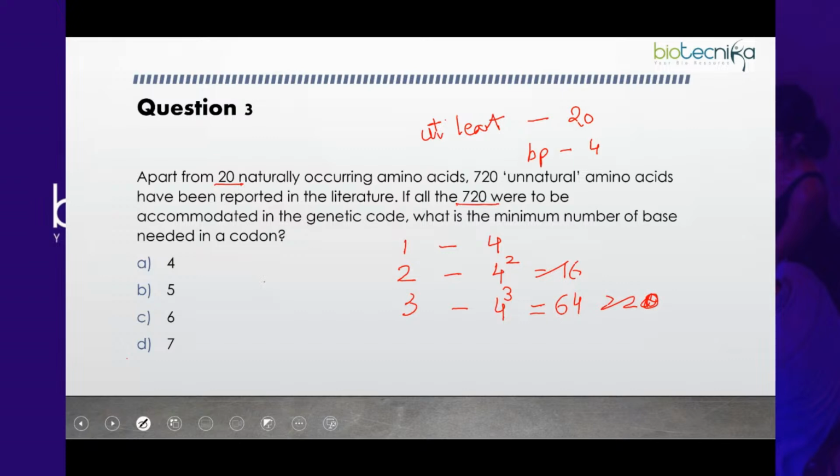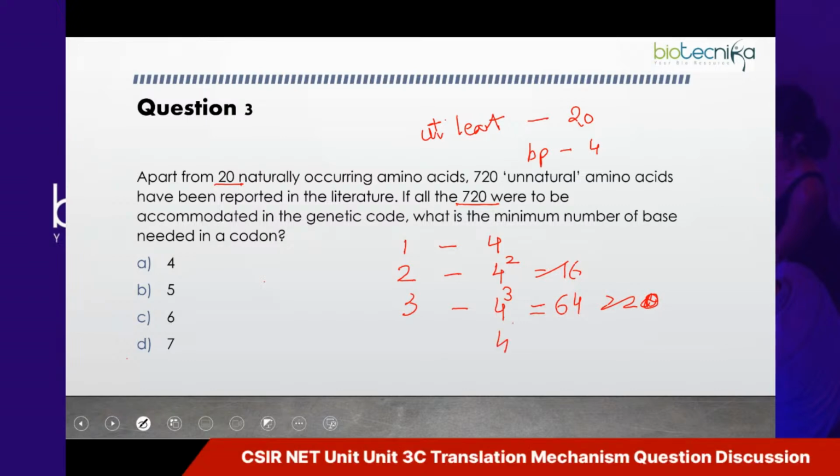720 unique combinations, right? So how many nucleotides should come in a group so that we will get at least 720 different combinations? If four nucleotides are coming together in a group, how many combinations are possible?